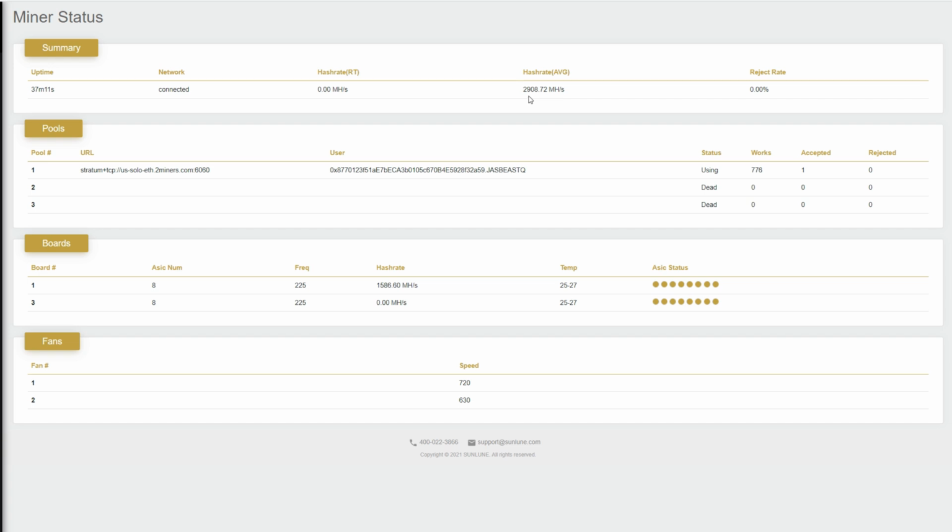We're not going to be able to get a full 24-hour test here because due to the merge, we're not going to even get enough time to mine Ethereum.